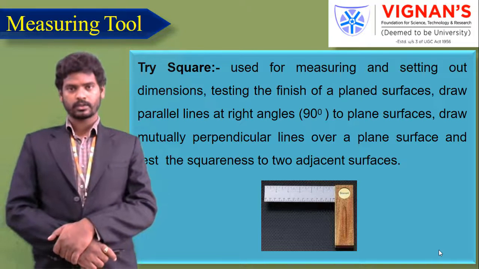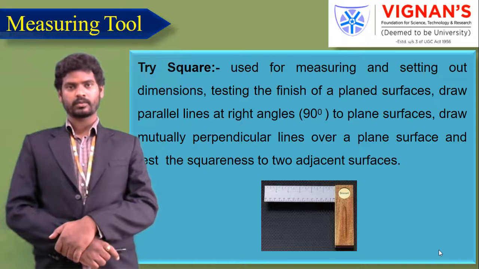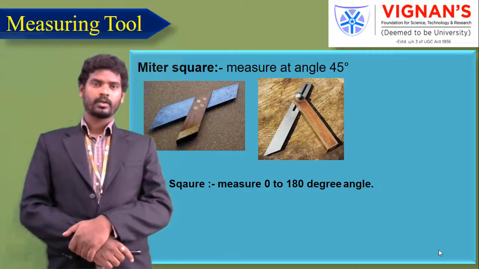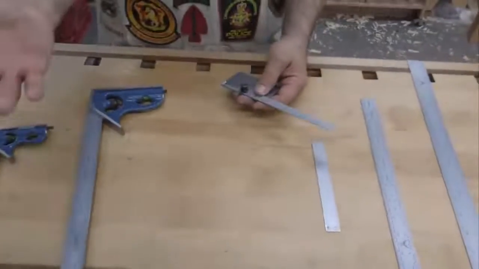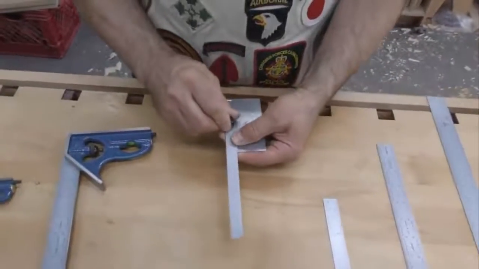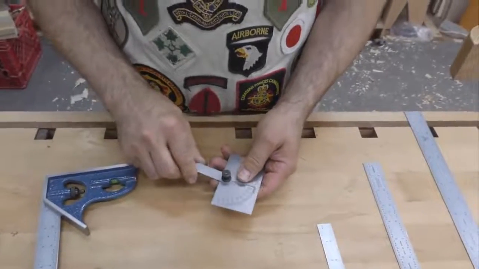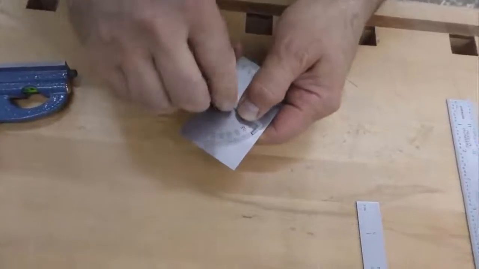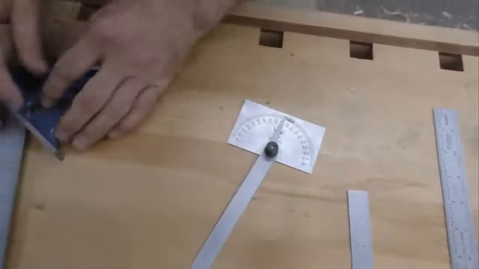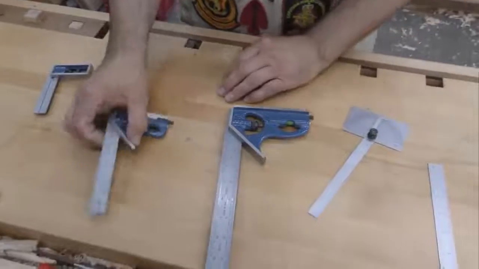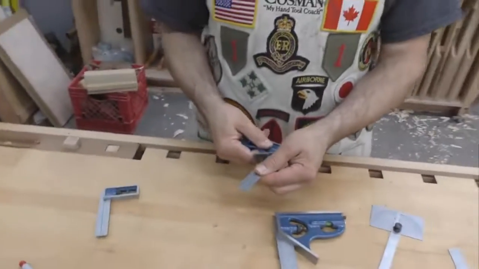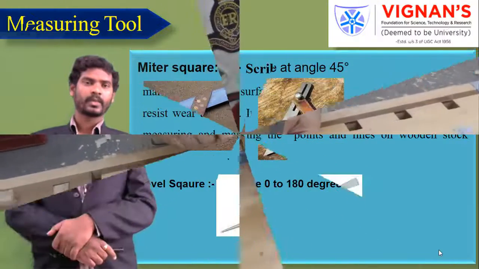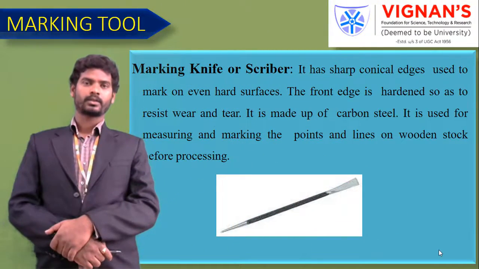Okay, everyone understand? The next one is the square and bevel square. These are used for measuring angles, for cutting any workpiece at 45 degrees or 35 degrees or 90 degrees or 180 degrees. By using these tools, we can measure those particular angles on the workpiece and easily cut material according to that angle. Okay.